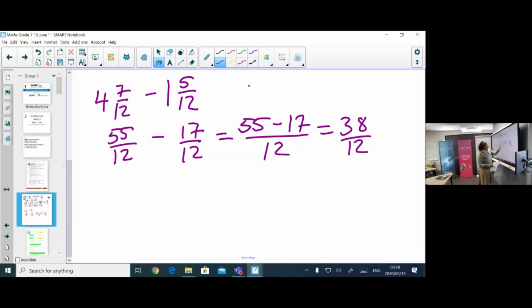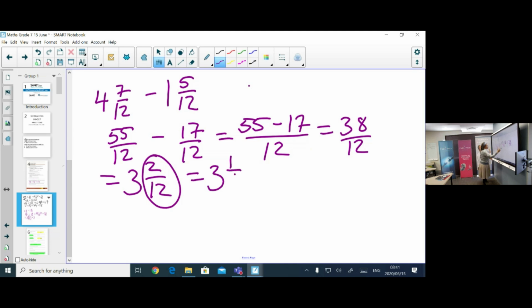12 goes how many times into 38? There you see that it goes 3 times, it leaves 2 out of 12. And then what must we do with that fraction? We must always simplify it, and we get 3 and then 1 over 6.